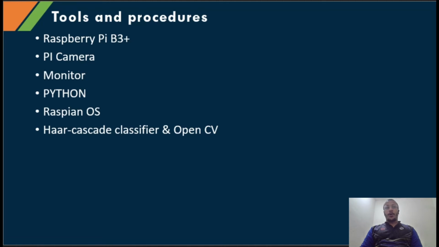To talk more about the Haar cascade classifier, it has 4 stages: Haar feature selection, creating integral image, AdaBoost training, and cascading classifier. I cannot explain each single one because of the short time, so I will move to the result and discussion.